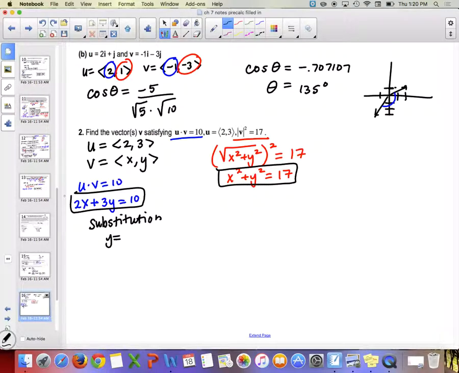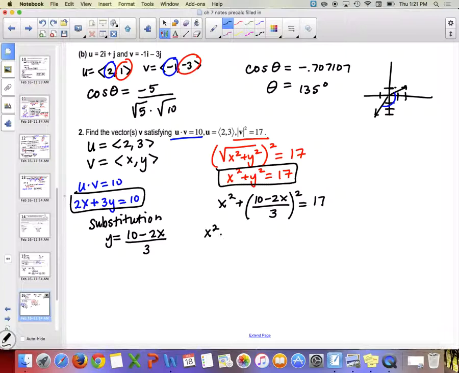If we get the y by itself in this equation, we're going to have the 10. We're going to subtract the 2x over, and we're going to divide by 3. Can you all do that in your head? Yes. So that means in the second equation, I'm going to replace y with 10 minus 2x over 3, and I'm going to square it. So it gets kind of gross for a little bit. So we're going to FOIL it out.